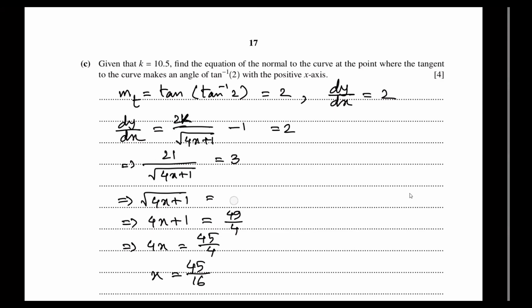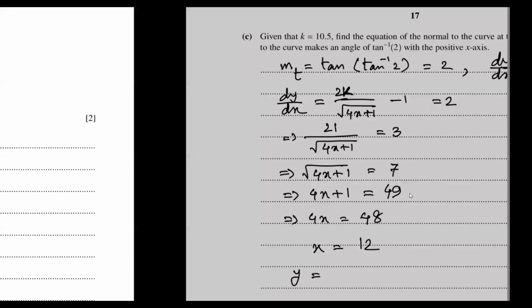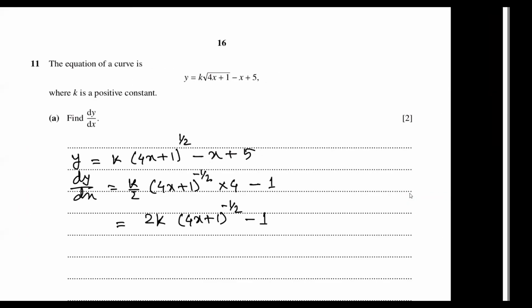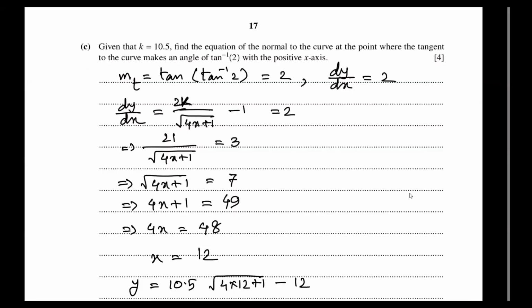So 4x plus 1 is 49, 4x is 48, that's 12. X is 12. Then what about y? Y is 10.5 times the root of 4 into 12 plus 1, minus 12 plus 5.